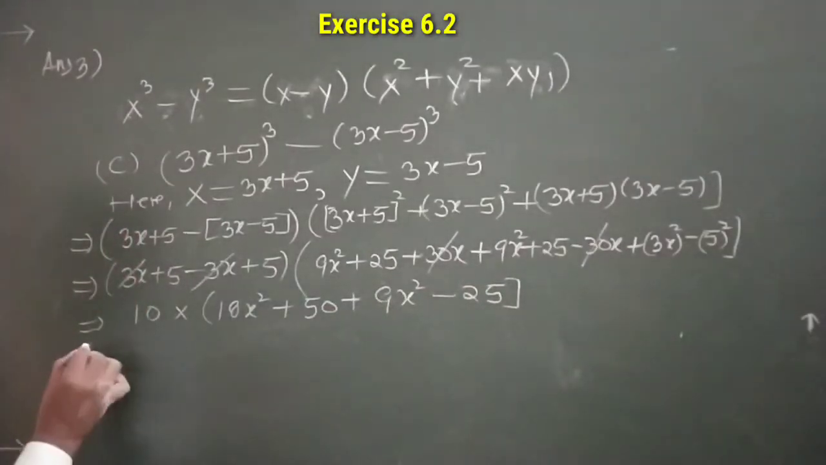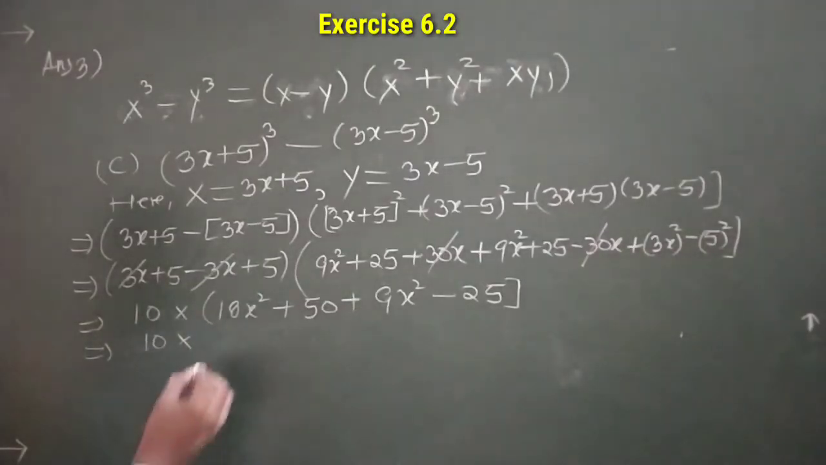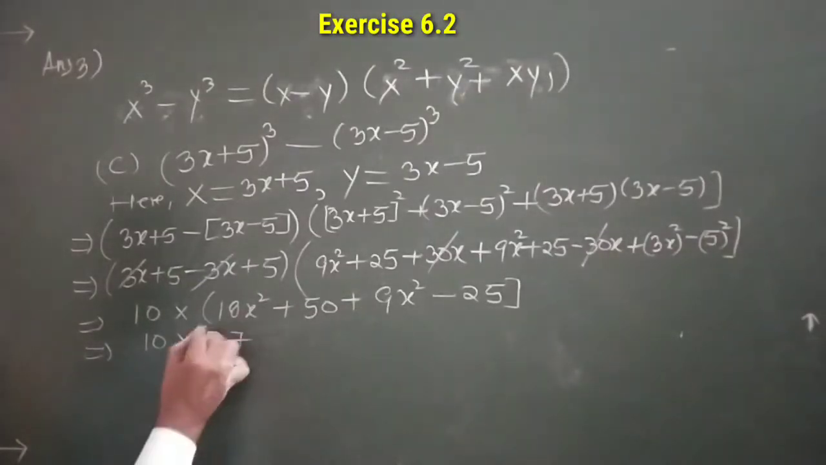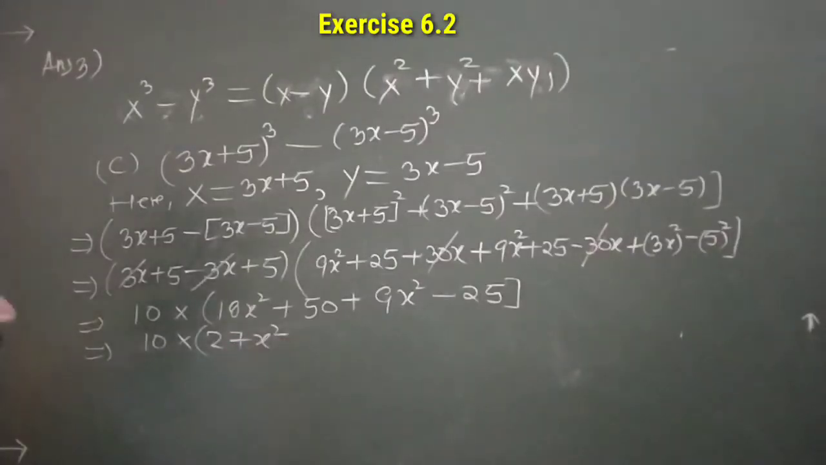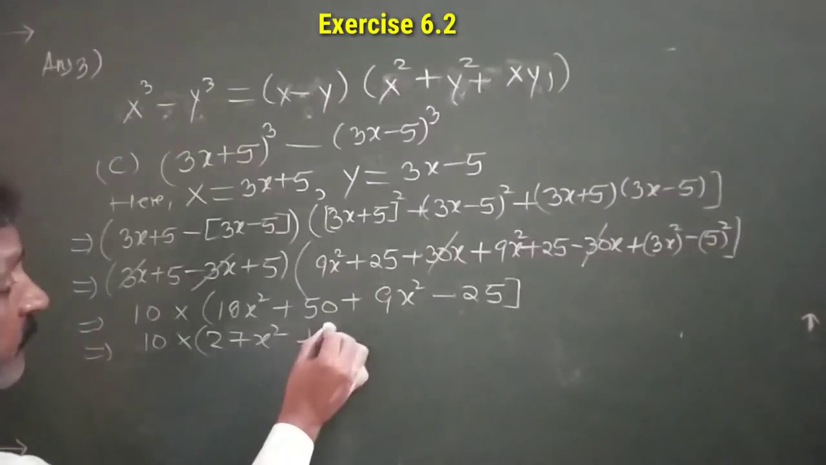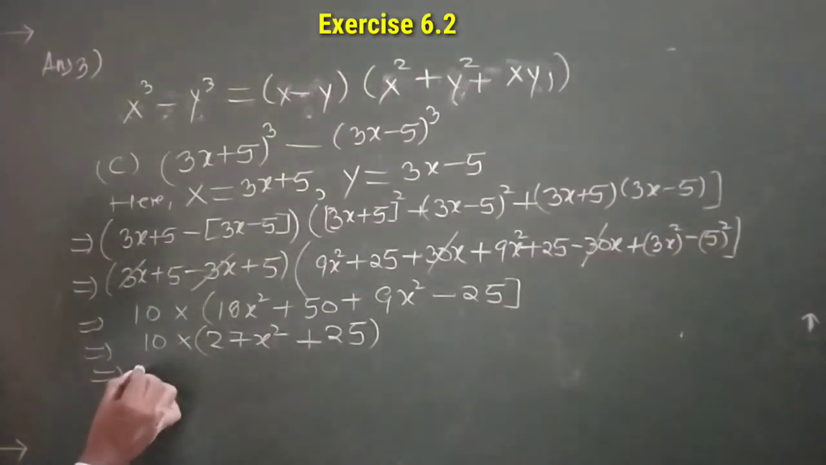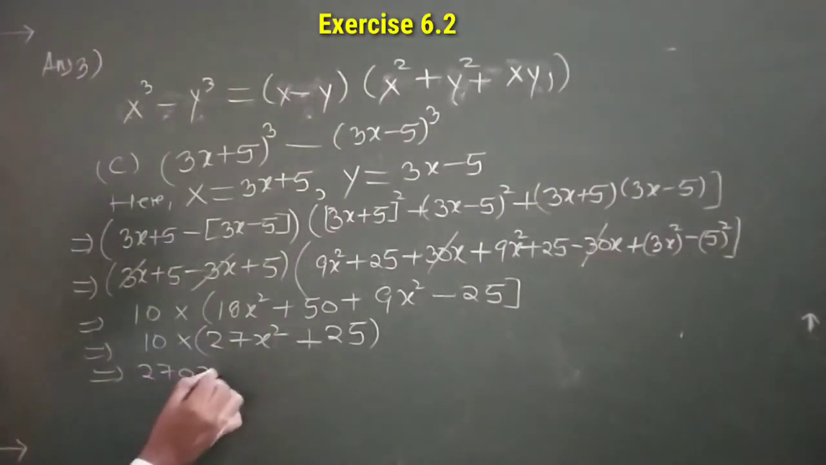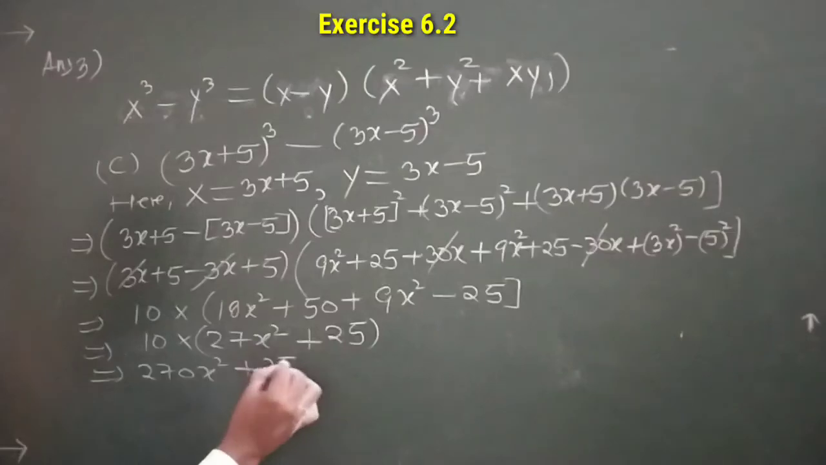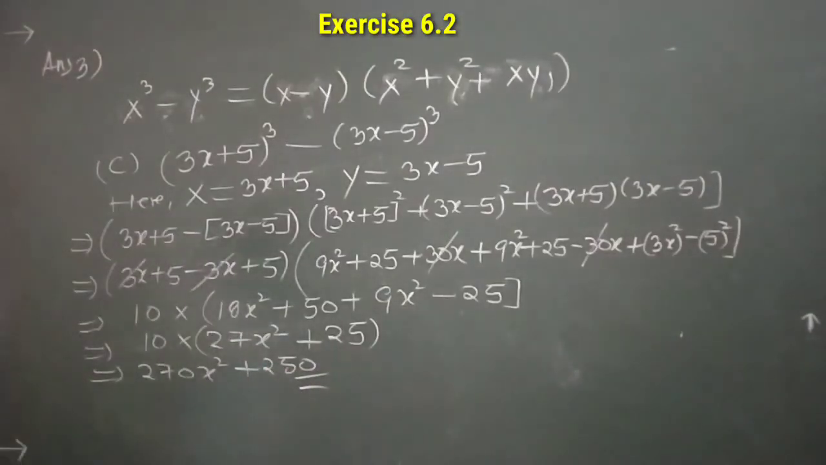Okay. 10 into 18 plus 9, how much? It will become 27x square. Okay. Plus 50 minus 25 means 25. We can send 10 inside. So what will it become? 270x square plus 250, which is our needed answer. Okay. Just note it.